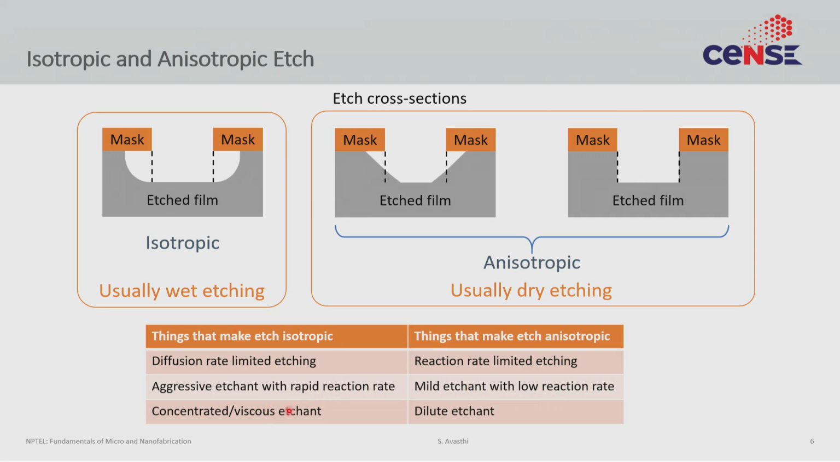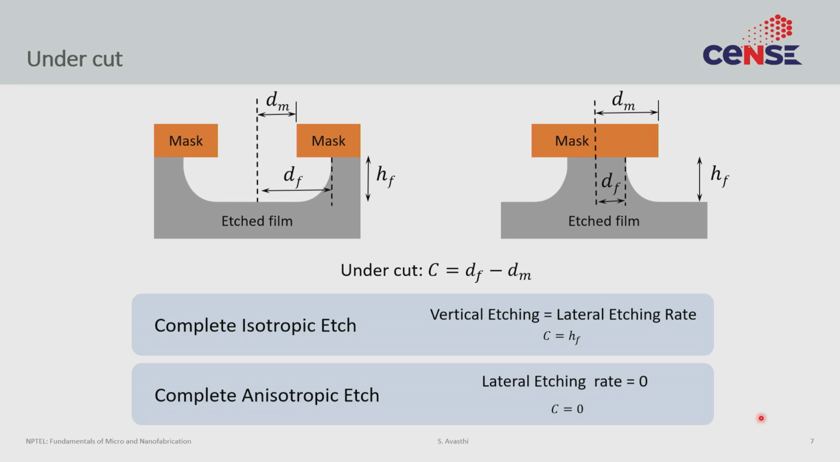Often concentrated and viscous etchants, these are etchants where diffusion is very slow, and if diffusion is slow, then once again you are diffusion limited, and that tends to make etches isotropic. While dilute etchants where diffusion is not a problem, where surface reaction rate is the problem, tend to often be anisotropic etches. Now, these are just thumb rules. Details are fairly complicated, but it's a good place to start.